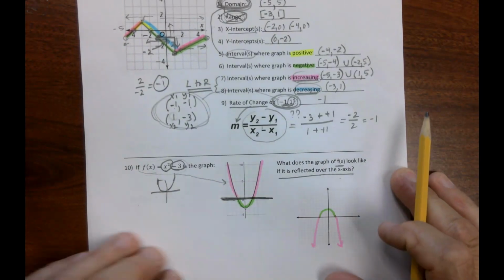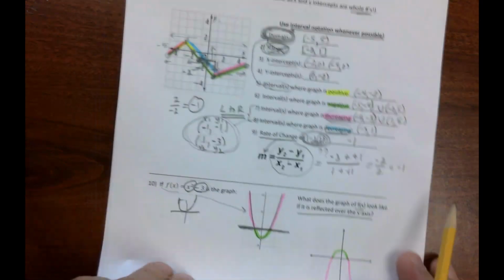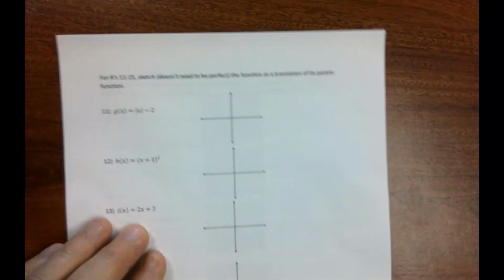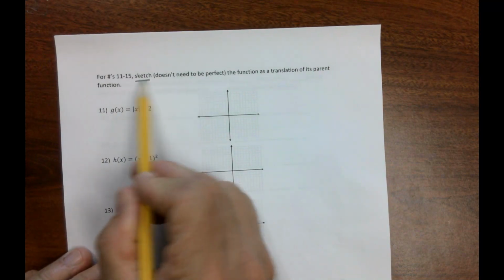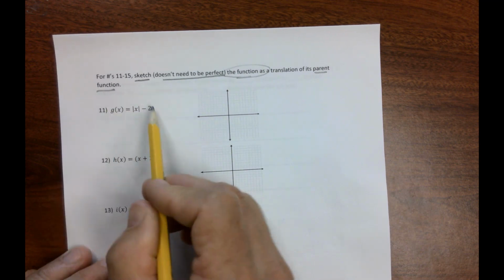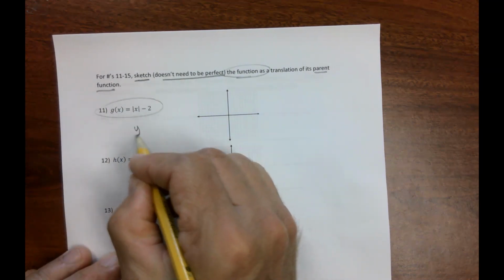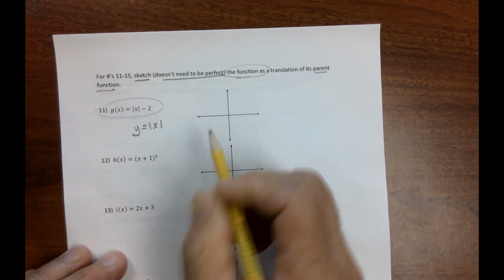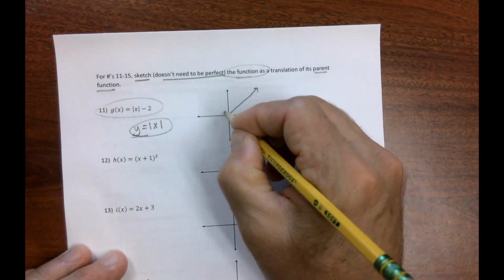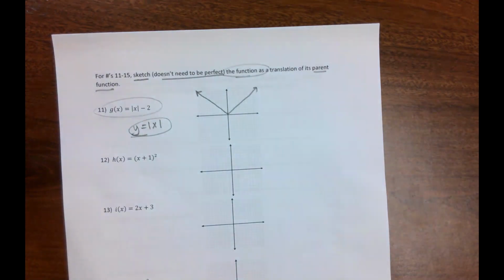Let's keep this going. We're up to number 11 already, and I'm going to move quite quickly here, so get ready. It says sketch, doesn't need to be perfect, the function as a translation of the parent function. Well, we look at this and we go, wait, I remember the parent function looks like this. So I'm going to do the parent function in pencil, which it doesn't say to do, but I like to do it. And then I'm going to make the adjustment with a marker.